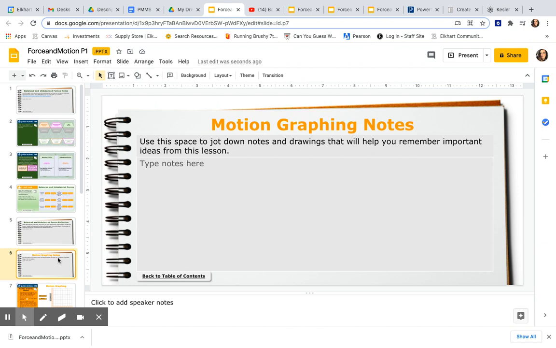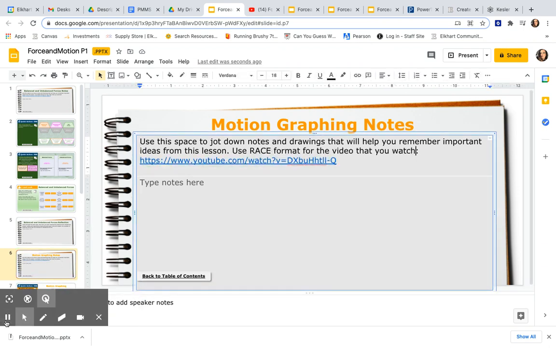Use this space to jot down notes and drawings that will help you remember important ideas from this lesson. Motion graphing notes. Use this space to jot down notes and drawings that will help you remember the important ideas from this lesson. Use the RACE format for the video that you watch.